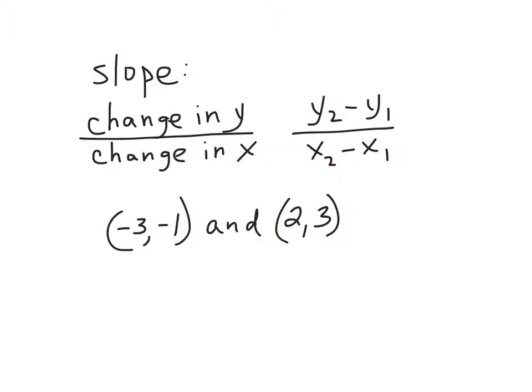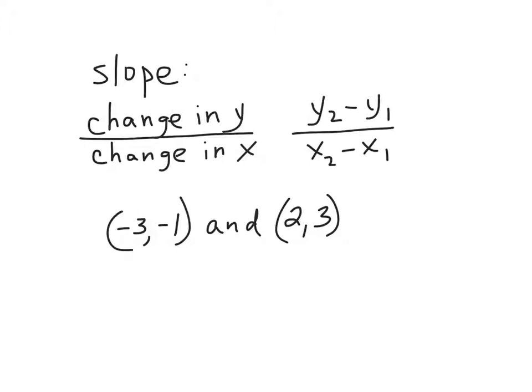Let's figure out the slope without looking at a grid. The slope is the change in y over the change in x. When you look at the book, it often gives a little formula: y2 minus y1 over x2 minus x1. That looks a little confusing, but it really is not.